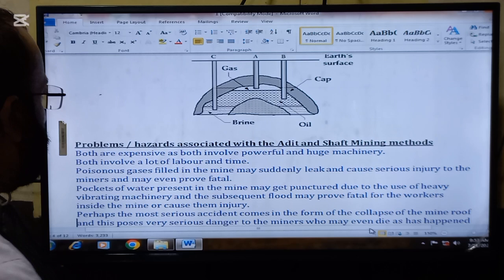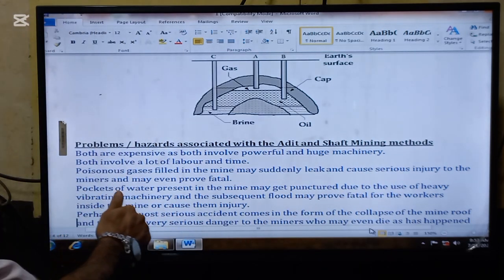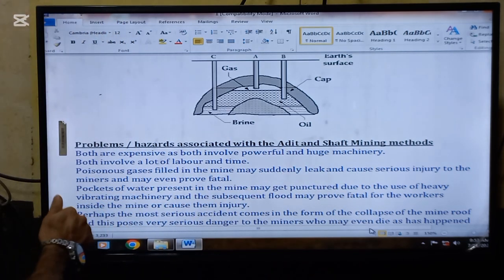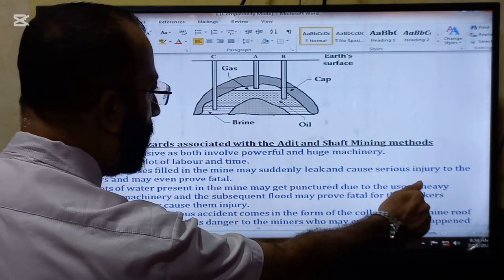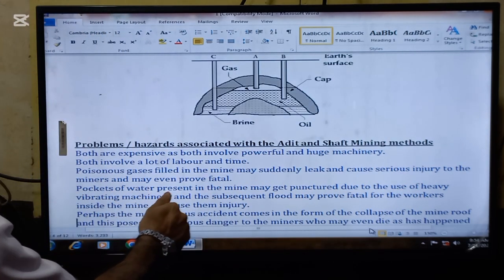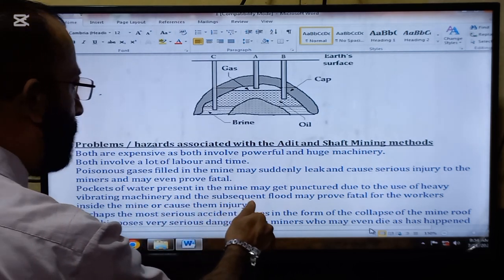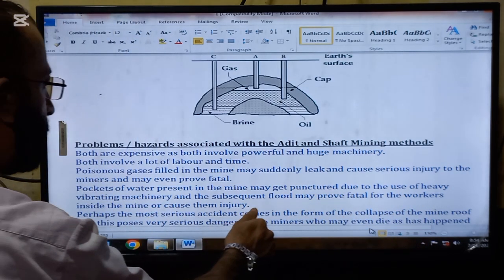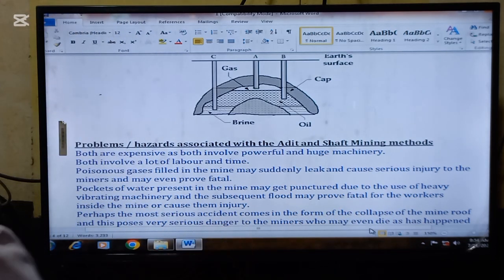Problems and hazards associated with the adit and shaft mining methods. Both are expensive, as both involve powerful and huge machinery. Both involve a lot of labor and time. Poisonous gases filled in the mine may suddenly leak and cause serious injury to the miners, and may even prove fatal. Pockets of water present in the mine may get punctured due to the use of heavy vibrating machinery, and the subsequent flood may prove fatal for the workers inside the mine or cause them injury.